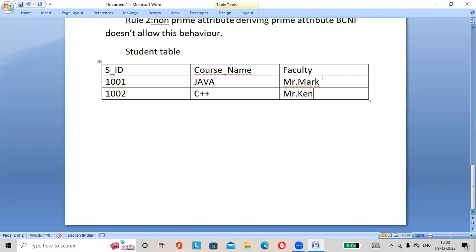Then an example for a many-to-many relationship: multiple students can enroll for multiple courses. One faculty can teach multiple courses. Multiple students, multiple courses, many-to-many. Okay, is it clear? What is one-to-many? Then many-to-many relationship.